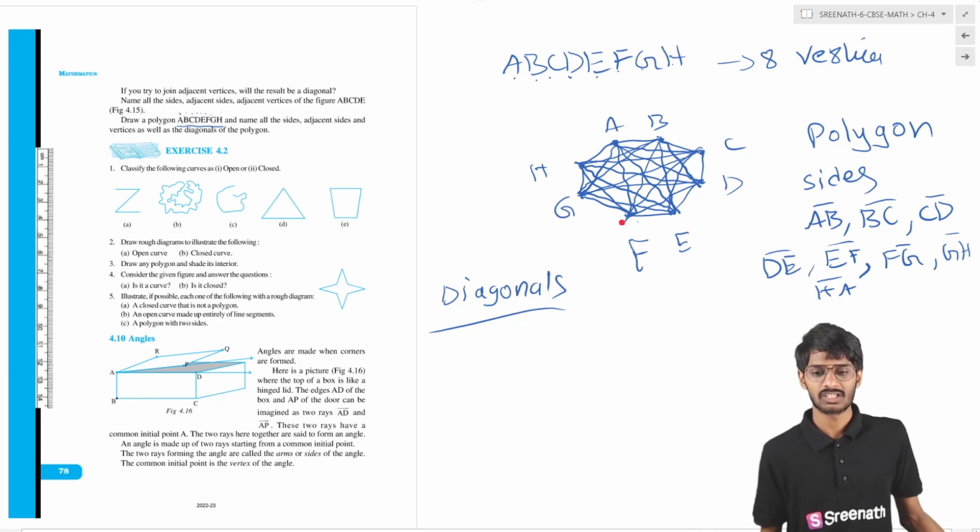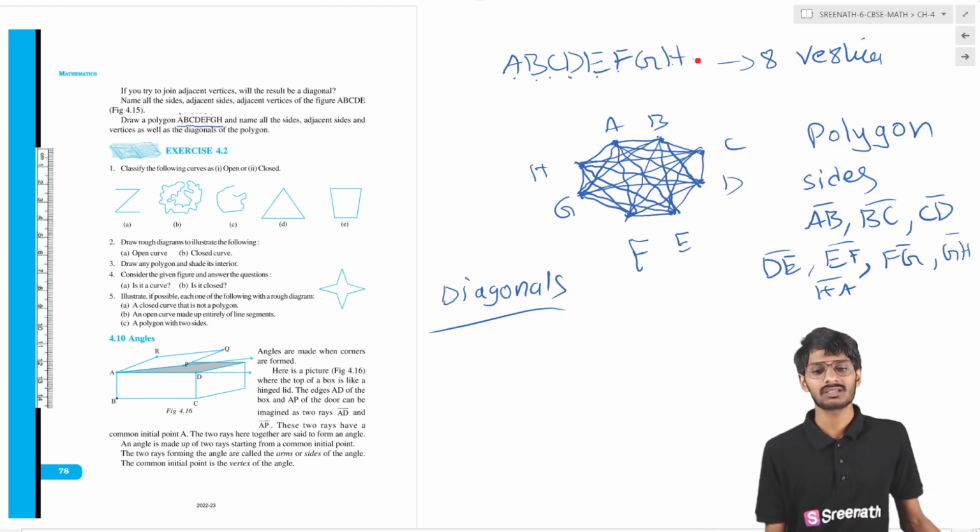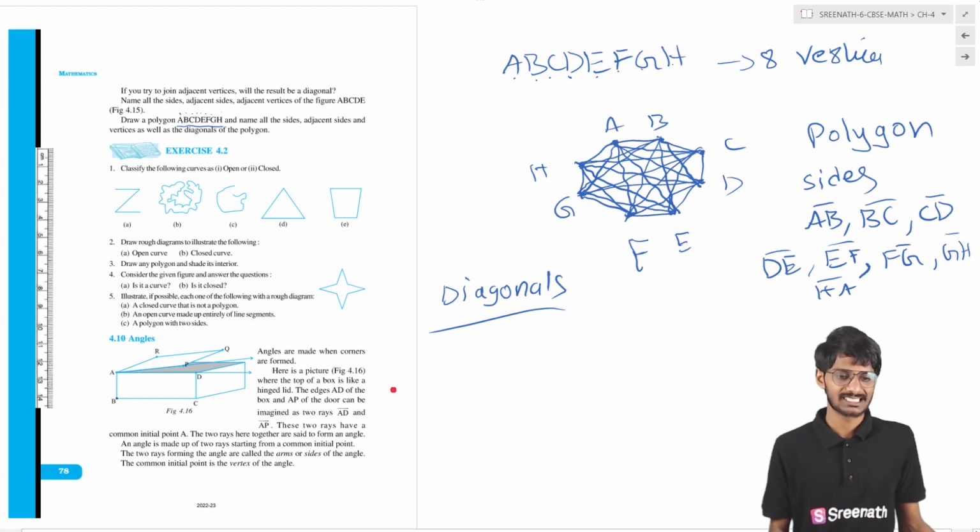So how many diagonals? There are so many diagonals now. This is the homework for you: count and write what the diagonals are in this polygon, students. Okay, that's it, students. So we have completed our discussion about polygons also.